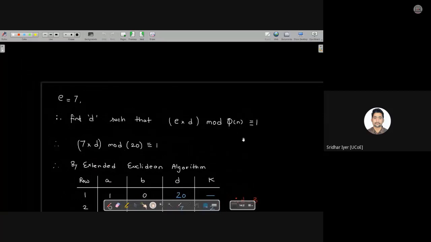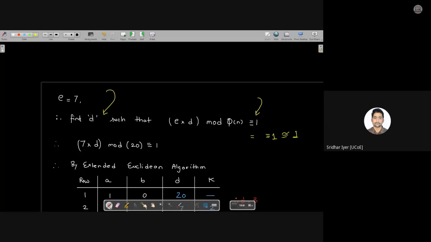Next up, let's find the value of D. Now we know that as E is 7, what could be the value of D? The formula, as it says, is that we have to find D such that when we multiply D with E and take a mod of it by phi of n, we should get the result as 1. I have not written equal to, I have written congruent to. It can have different meanings, different signs. Why so? Because this particular expression can have different answers, yes or no. We have seen in the previous lectures also. If you are having any doubts, do get it clear straight away.